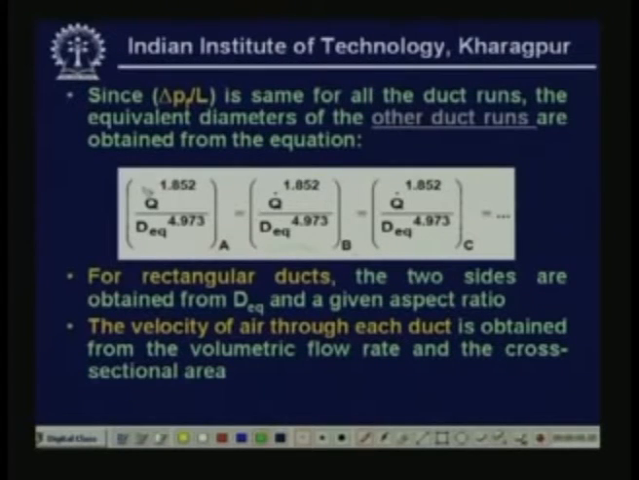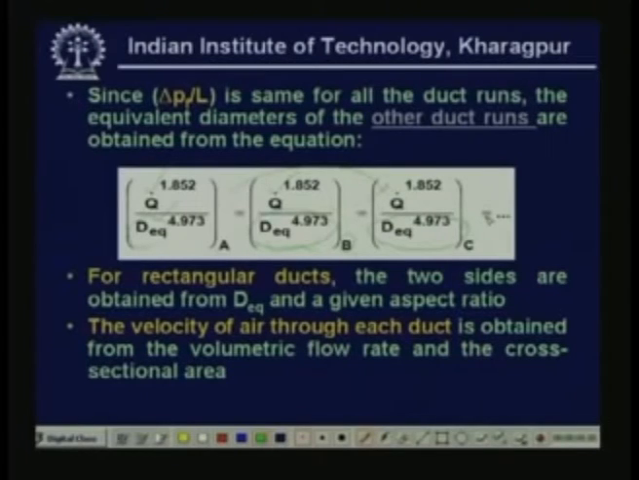Okay, and we know this. We have calculated D equivalent, as I just explained, from the frictional pressure drop per unit length and the Q. So this is known to us and this is also known to us, so you can find out this. That means the equivalent diameter of duct run B can be obtained by equating these two. Similarly, by equating these two, you can find out the equivalent diameter of duct run C. This procedure is followed for finding the equivalent diameter of all other duct runs.